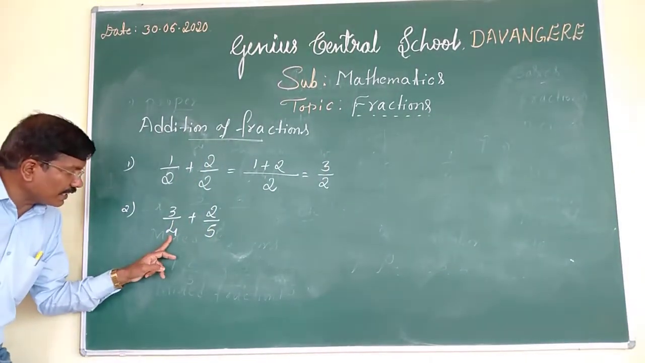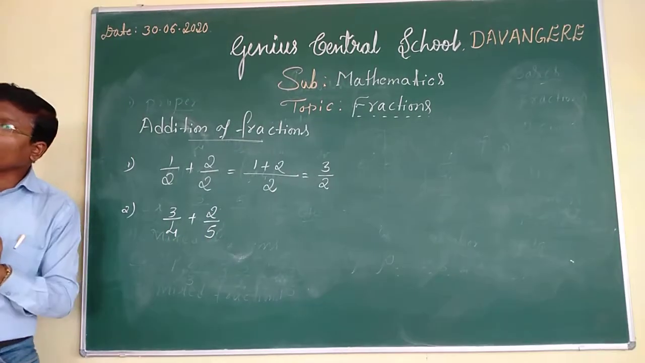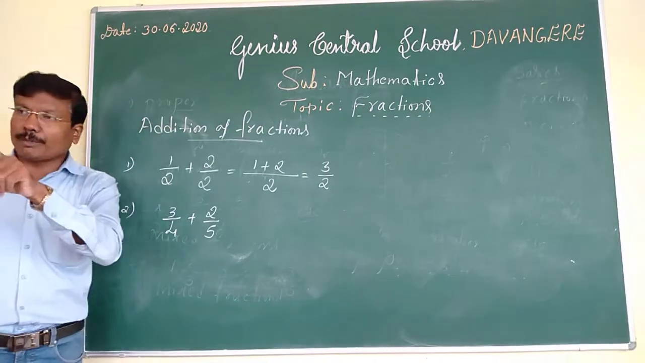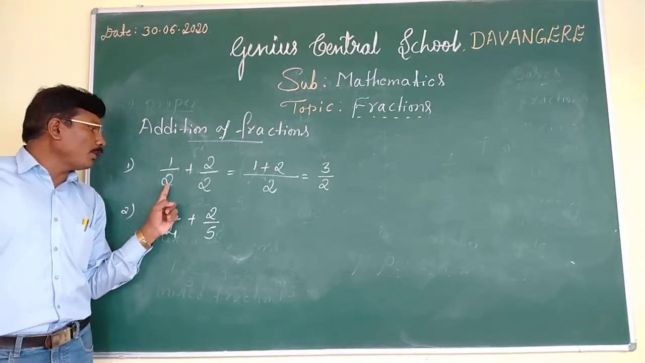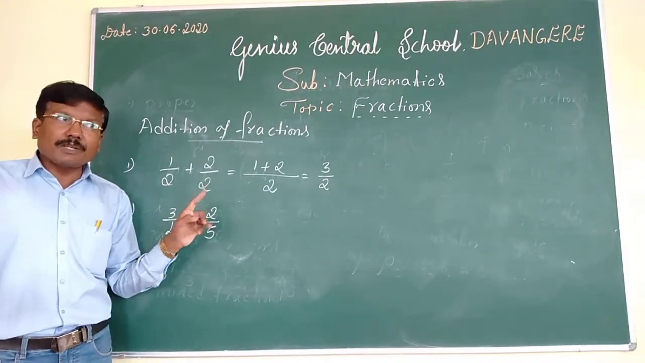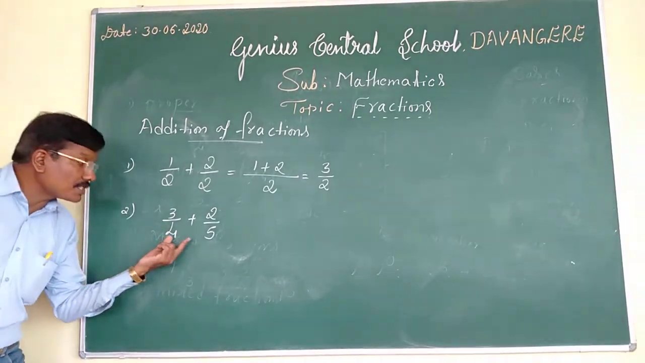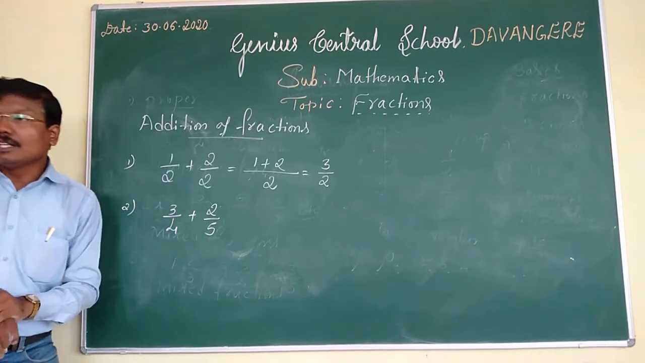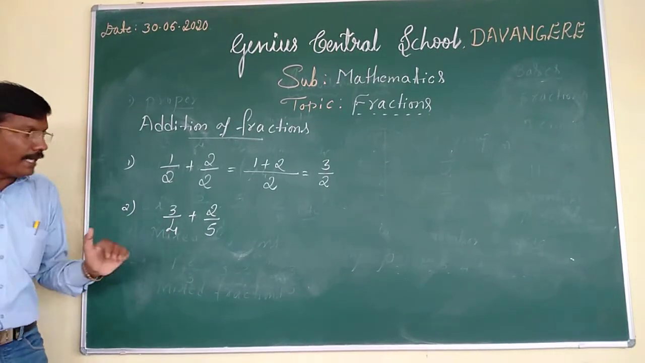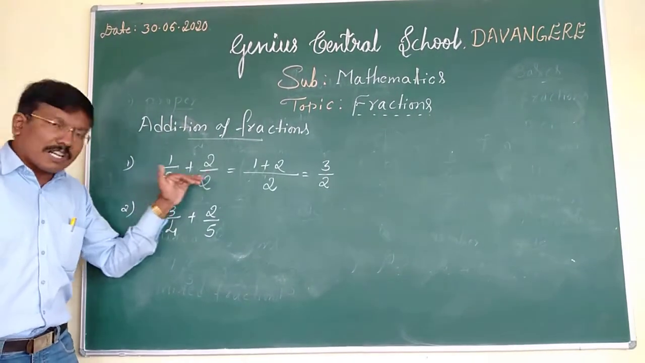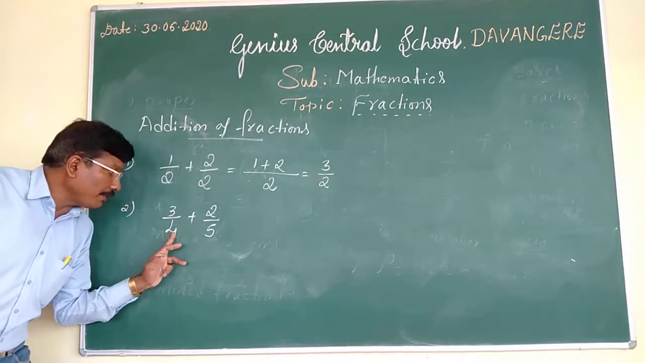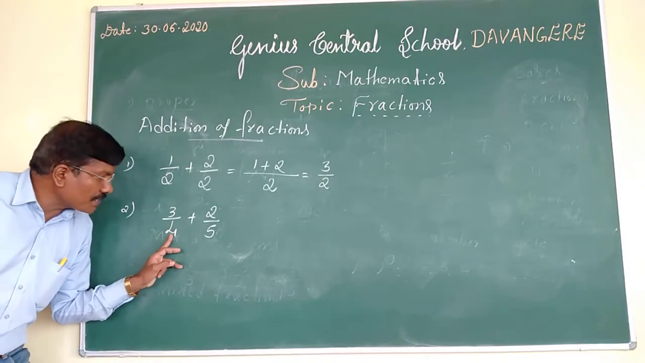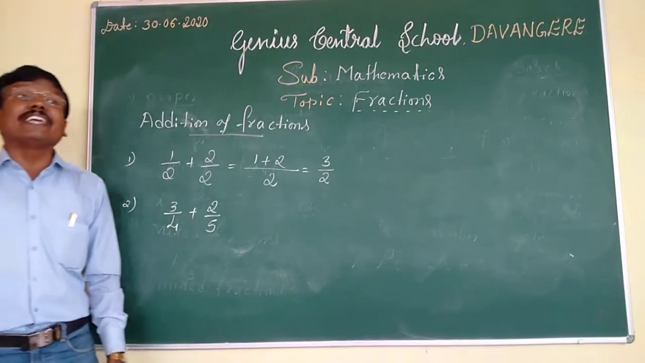Here 4 is there, here 5 is there. How to add? You should not add directly, because while adding fractions the denominator should be the same. Suppose the denominator is not the same, first it should be made the same. This is called equalizing the denominator. How to equalize the denominator? Take the LCM.